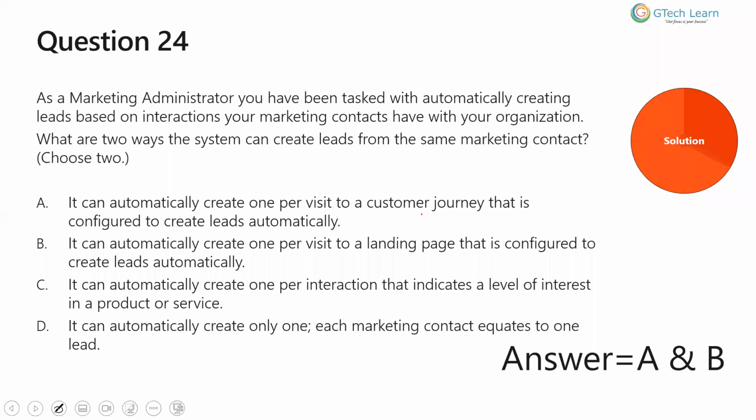Okay, so the correct answer would be A and B. It can automatically add one per visit to a customer journey, as well as it can automatically create one per visit to a landing page.